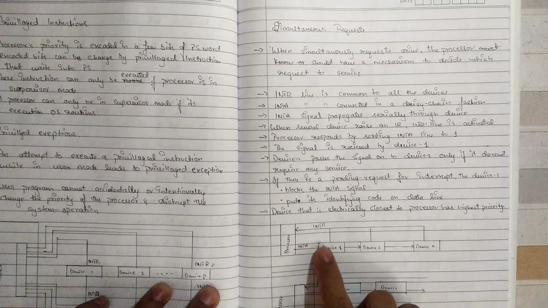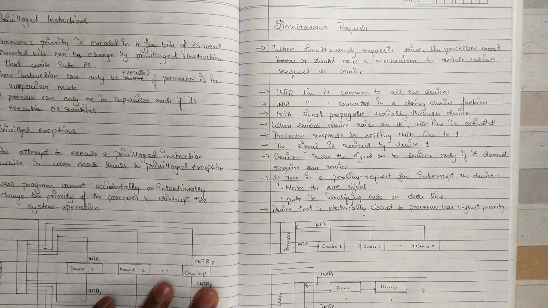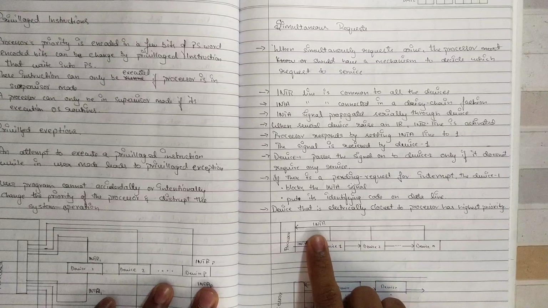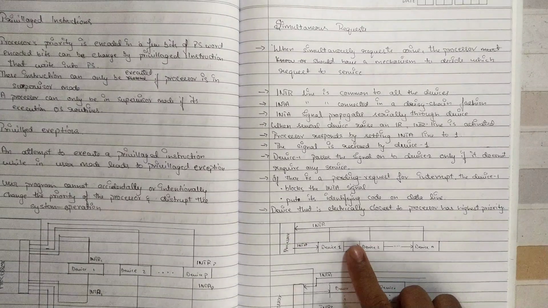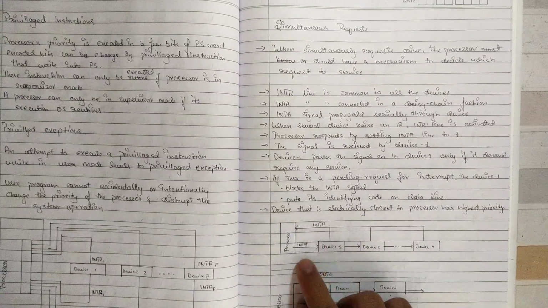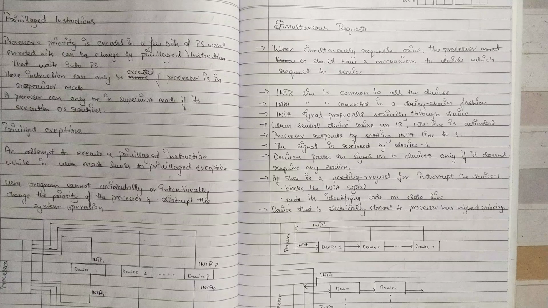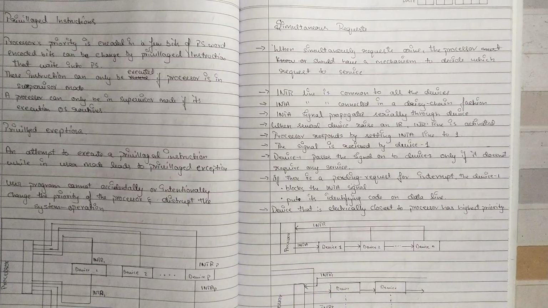Here, one INTR line is common for all the devices. If you can see the diagram, for all the devices, n number of devices, there is only one interrupt request. INTR is nothing but interrupt request. I will be saying IR line, so just understand. This IR line is common for all the devices, but INTA is the interrupt acknowledge line, and from the processor it is arranged in a daisy chain fashion.